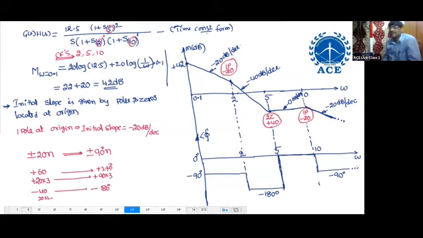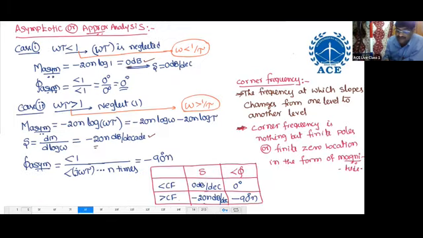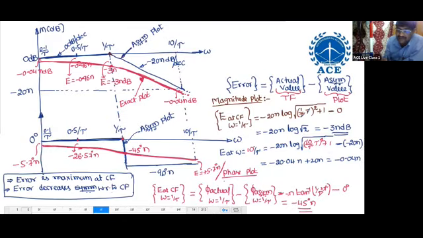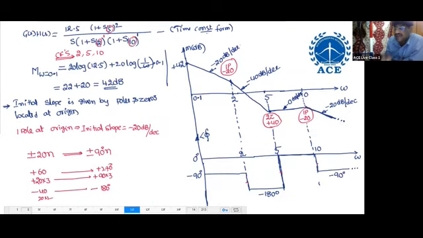Now this is just like the asymptotic plot. I told you the error at the corner frequency is at the midpoint, 50% error generally at corner frequencies. See, from 0 to minus 90, the midpoint is minus 45. We don't want the value, we want the shape of the plot. For that, select the midpoints and draw a smooth curve.